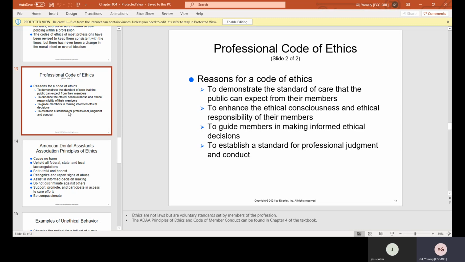Reasons for a code of ethics: to demonstrate the standard of care that the public can expect from their members, to enhance the ethical consciousness and ethical responsibility of their members, to guide members in making informed ethical decisions, to establish a standard for professional judgment and conduct.